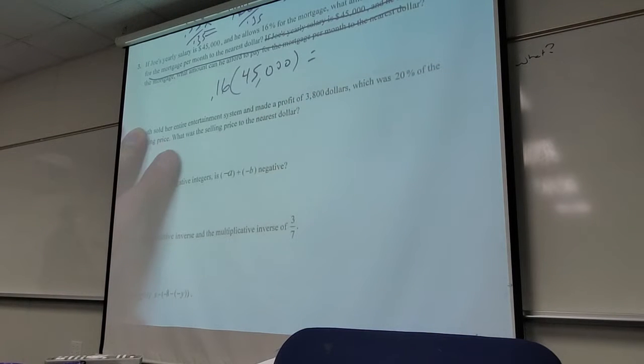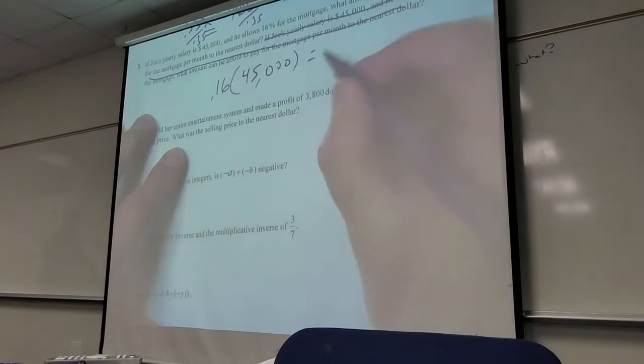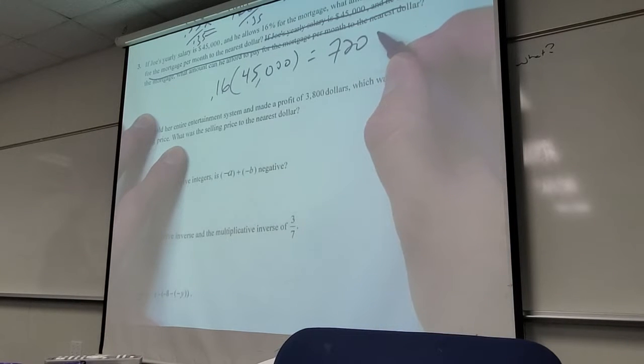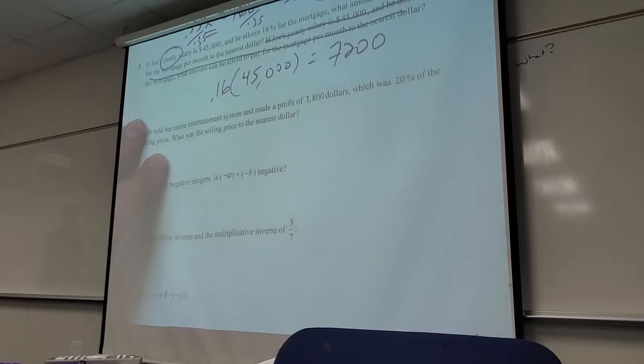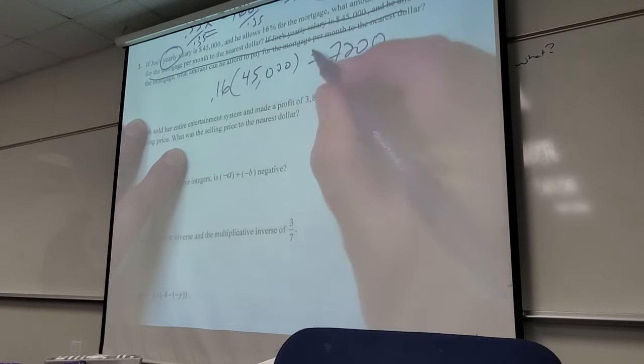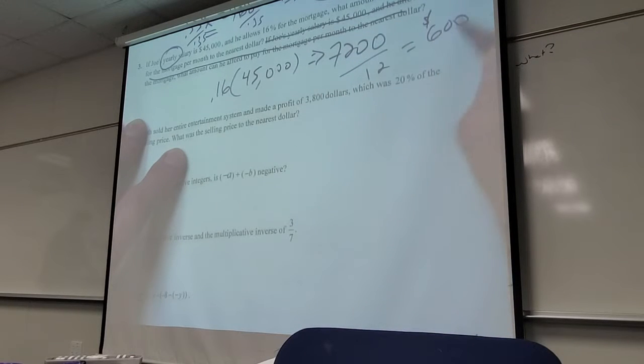which gives you 7,200. Divide that by 12 because there are 12 months in a year. Yearly salary, and it equals 600. When you divide it by 12, you get 600. Okay.